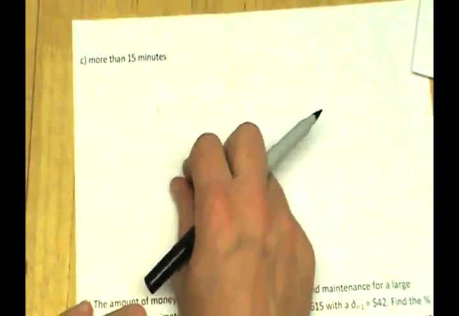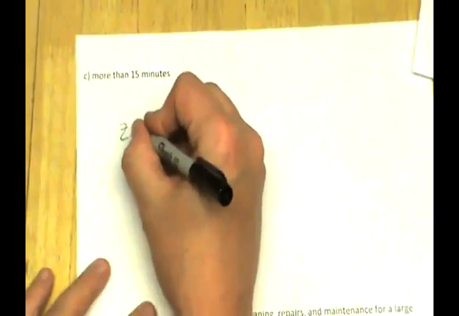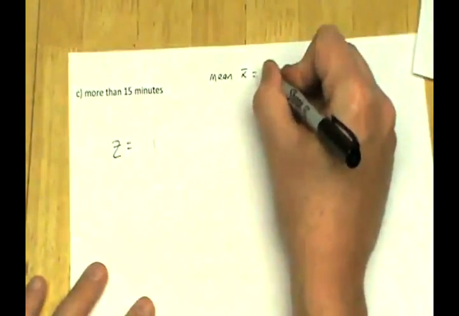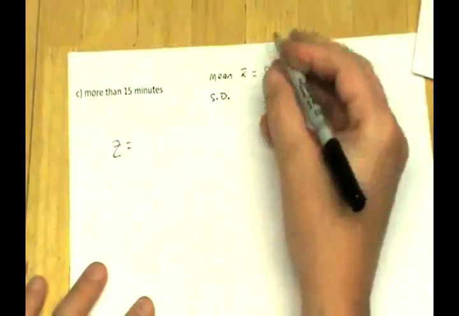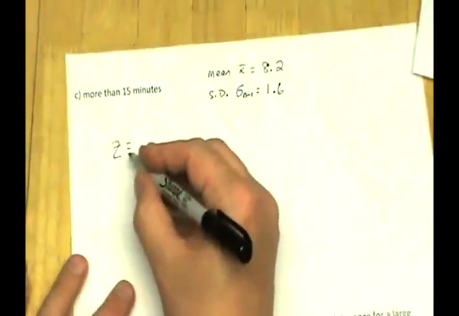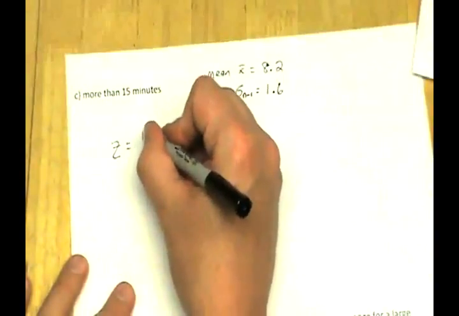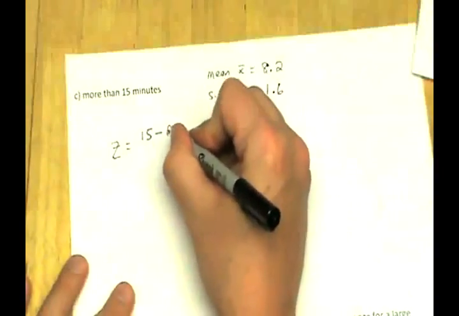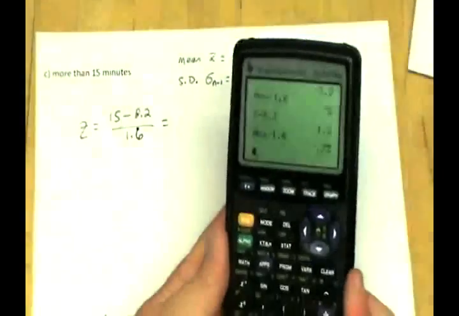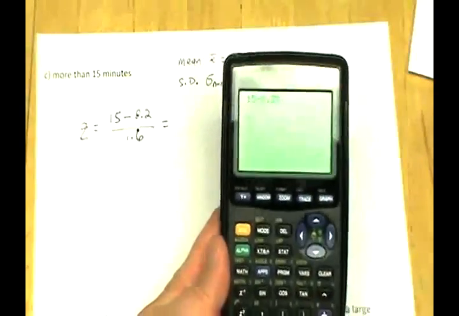What if we ask the question, what is the police response time if it is more than 15 minutes? So we've got to find the z-score. If you recall from the last question, the mean was 8.2 and the standard deviation was 1.6. So we've got to find the z-score for more than 15. So data is 15 minus the mean divided by the standard deviation. 15 minus 8.2 divided by 1.6 is 4.25.